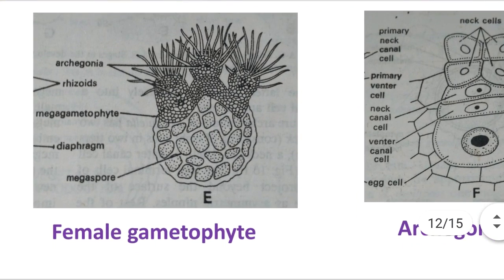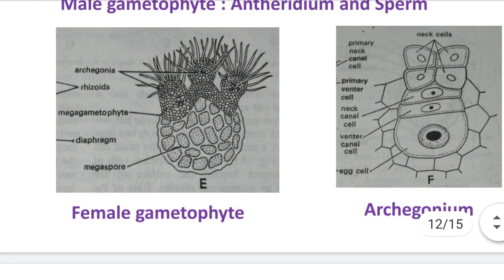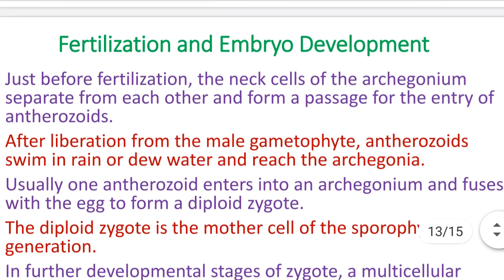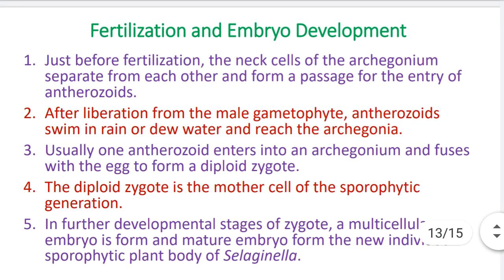This is the diagram of the female gametophyte. At the tip of the female gametophyte, archegonia are there, and a single archegonium is given in diagram F. The neck is there, the venter is there; the venter contains the venter canal cell, and the neck contains the neck canal cell. At the base of the venter there is an egg cell, and the mouth of the archegonium is covered by cover cells.